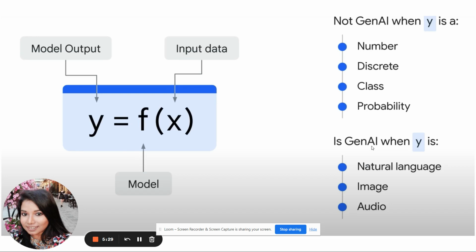Now, this is another way to understand and distinguish between generative AI models and non-generative AI models. So, if the output of the model is natural language, image, or audio, then we call it a generative AI model. Other than that, it is not a generative AI model.